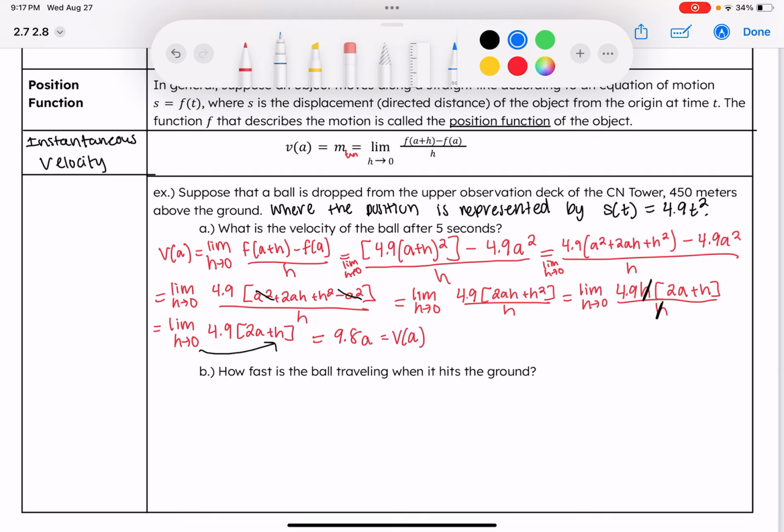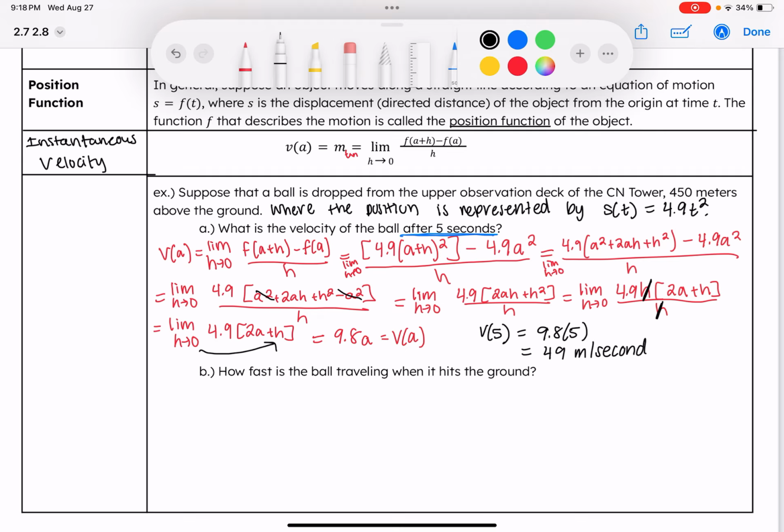But this specific question is asking after 5 seconds, so we now need to evaluate that at 5. Okay, so v of 5 means I'm plugging in 5, and I get 49 meters per second. Yeah, 49 meters per second. So after 5 seconds, our ball is traveling at 49 meters per second. I know that meters is my units because we were talking about 450 meters above the ground.